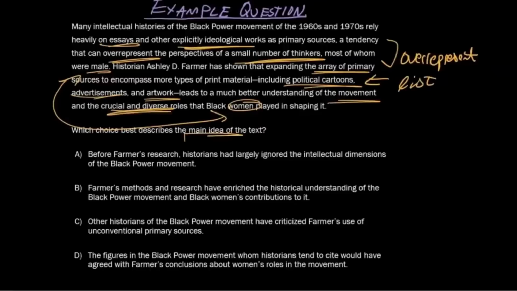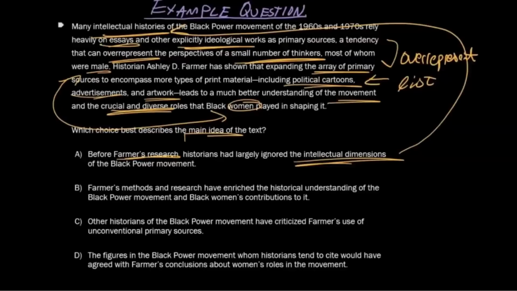So we're looking for a main idea. Choice A: before Farmer's research, historians had largely ignored intellectual dimensions. I take a look at this, and I don't see the words intellectual dimensions. I see intellectual histories, and even if that was related here, that would deny choice A, right? Because what they're saying is that there were intellectual histories that were noted here. They were just all by males.